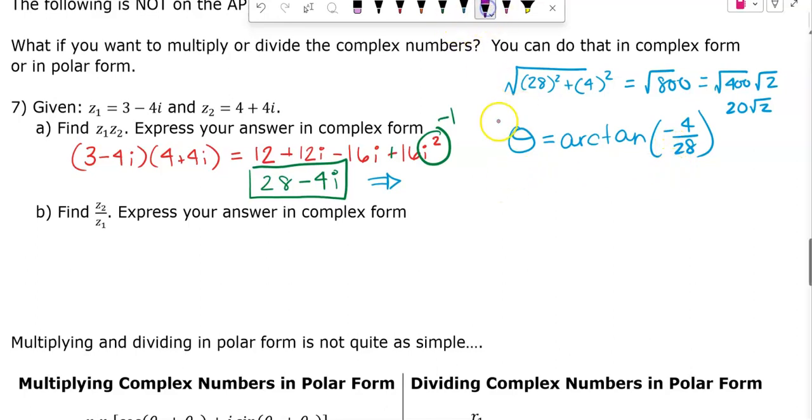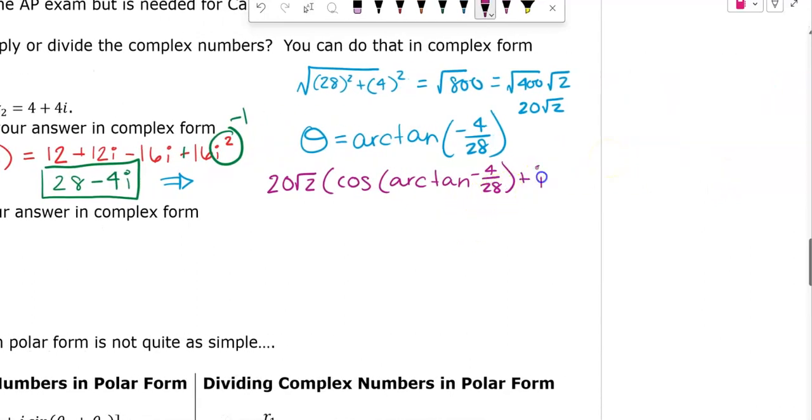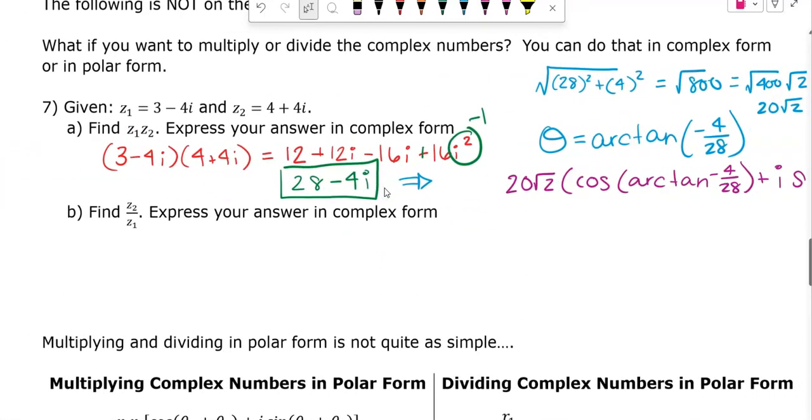And so if I was to write this into complex polar form instead, I would now have 20 square root 2 cosine arctan -4 over 28 plus i sine arctan -4 over 28. It's ugly, but that's what I have, and I keep it exact without a calculator. Okay. That's how I would do something without a calculator and multiplying that.